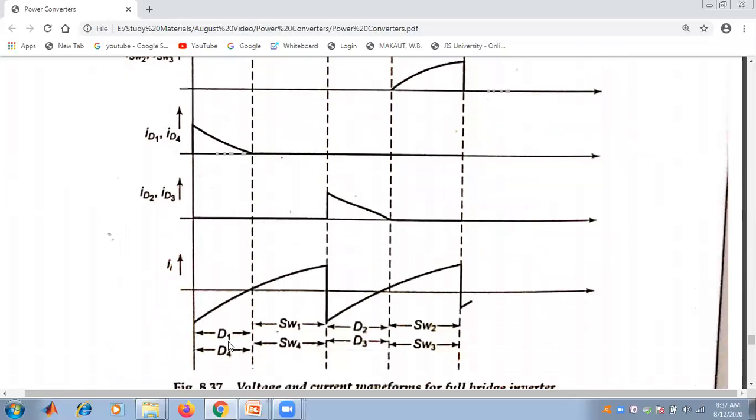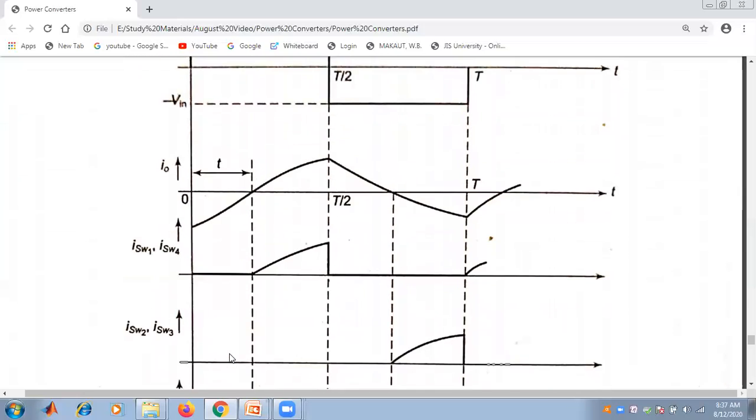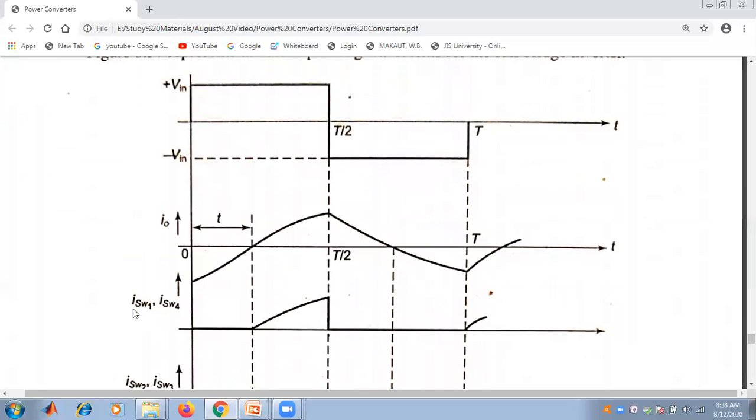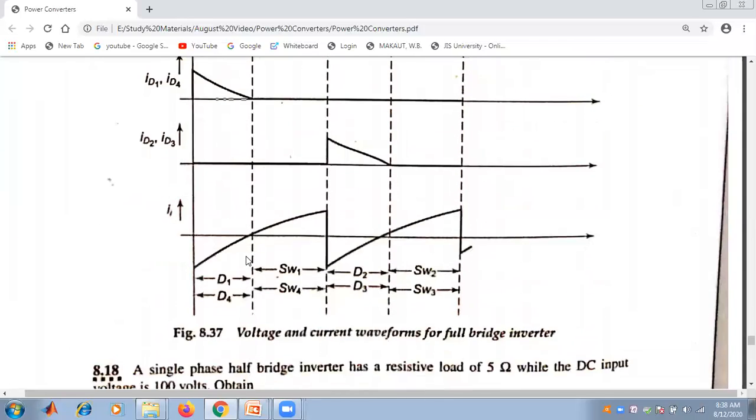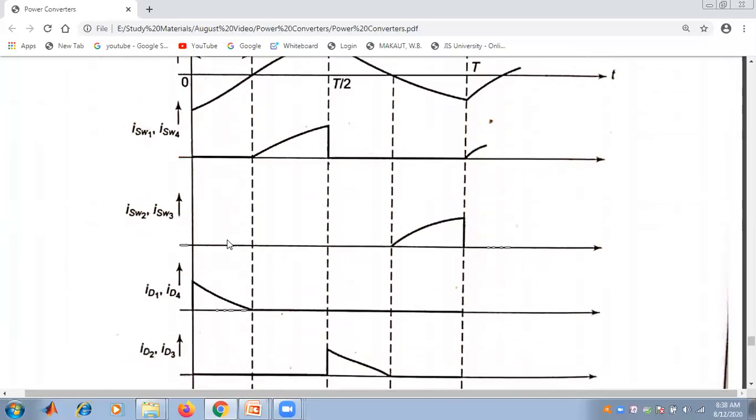If I see this input current, when D1 and D4 are active, I have already told that the freewheeling diodes are there to provide a return path for the load current when switches are off. So if I see the current through switch 1 and 4, it is 0. That means the switch acts as an open circuit, both switches 1 and 4 are off. So there is a function of D1 and D4, the current through diode 1 and diode 4. Two diodes are operating. It will provide the return path of the load current, and the corresponding current I0 follows that particular path of input current.